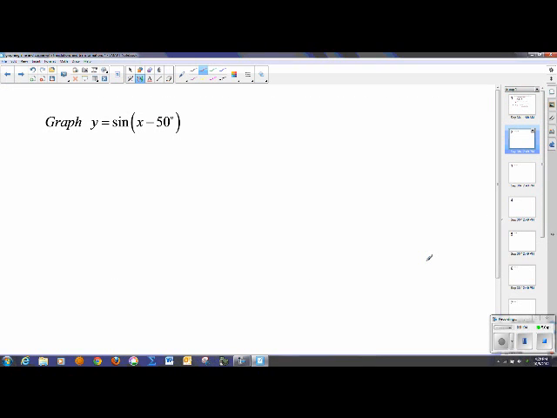Our first example, we're going to identify this value right here. This value is going to be our C value, and in this case, we have a phase shift equaling the opposite of C over K. We see our C value is negative 50, and our K value is 1. So our phase shift in this case is 50 degrees, which means it moves to the right.